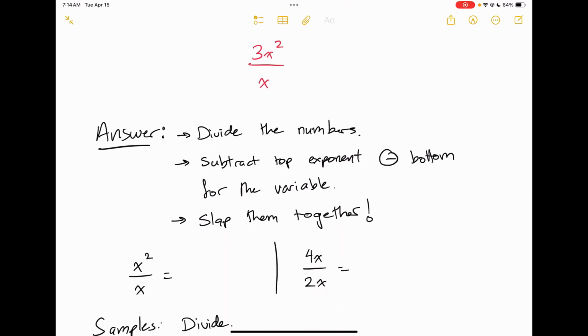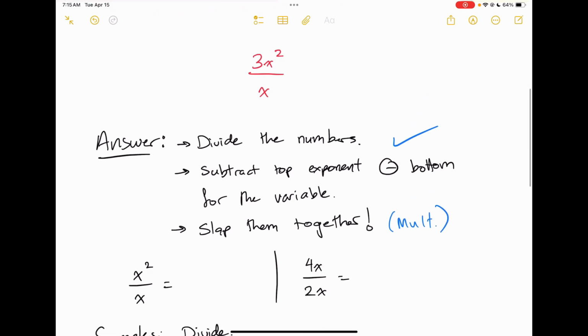Kind of like how before when we talked about GCFs, we'd use the numbers by themselves and the variables by themselves, this is another situation that's like that. We first divide the numbers, which we know how to do. The thing we may not know is what happens with the variables. We do the top exponent minus the bottom for each variable. And that's fairly simple. And finally, slap them together. That slap together is through multiplication. So, how does that look?